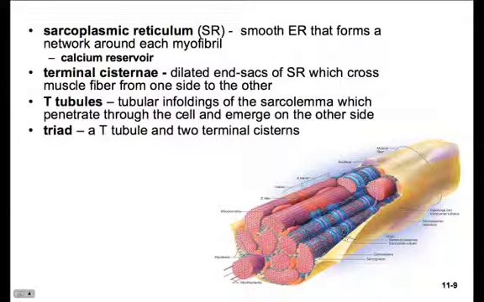This is so the signal can get passed into the sarcoplasmic reticulum and calcium can be released from the sarcoplasmic reticulum to allow muscle contraction. This arrangement of two terminal cisternae and a T-tubule is called a triad.